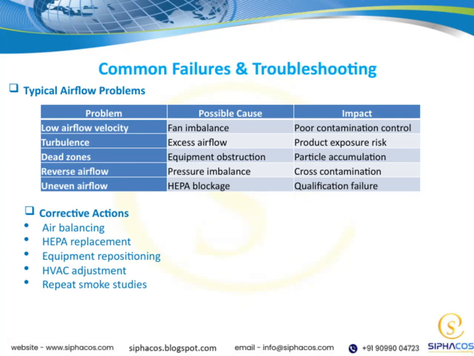When things go wrong with airflow, we need a clear plan to fix it. That's where corrective actions come in, like air balancing, replacing HEPA filters, repositioning equipment, or adjusting the HVAC system. Sometimes, we have to repeat smoke studies to see how air really moves. Common problems include low airflow from fan imbalance, turbulence caused by too much air, or dead zones where particles build up. Each issue has a cause and an impact, so troubleshooting means matching the problem to the right fix.